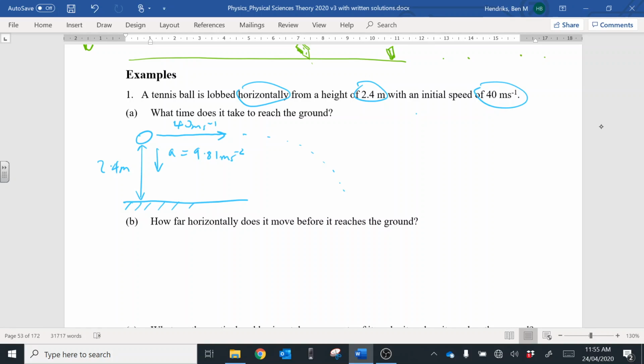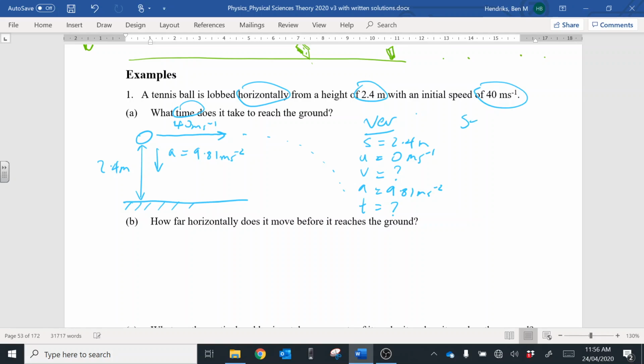They've asked what time does it take to reach the ground, so we're just going to concentrate on the vertical components. So S, U, V, A, T. S is equal to 2.4 metres. We start off with 0 metres per second in the vertical. It's just like a ball being dropped. We're not sure what the final velocity is going to be. Acceleration is equal to 9.81 metres per second squared down, and T is what we're trying to find out.